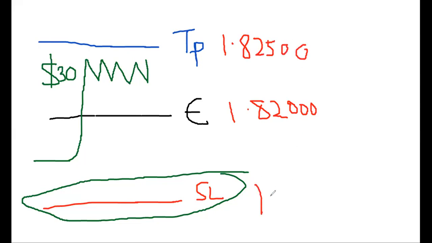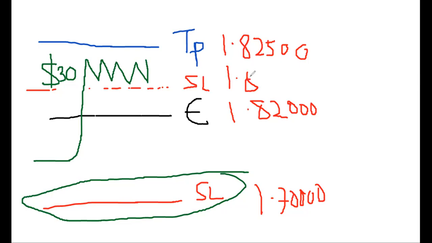Let's say your stop loss is now 1.7000. If you move your stop loss above the entry point, then your new value, you agree with me that even if your stop loss is here, your new value should lie between 1.8200 and 1.825000. So your new value should probably be 1.82.